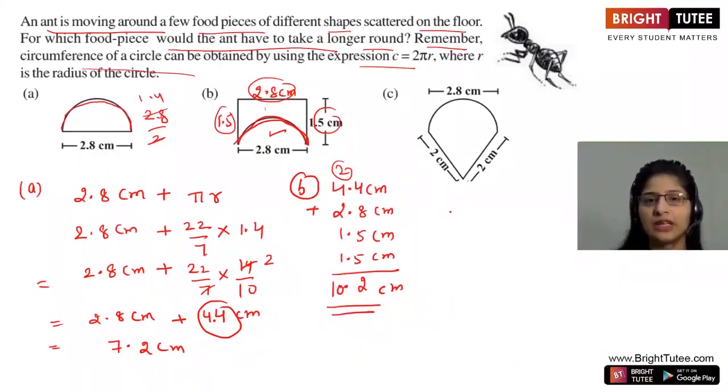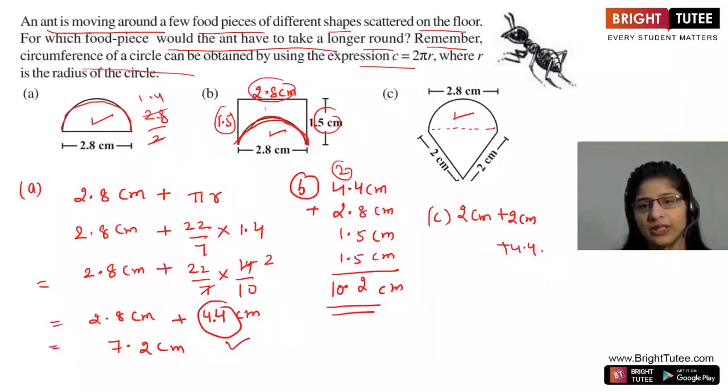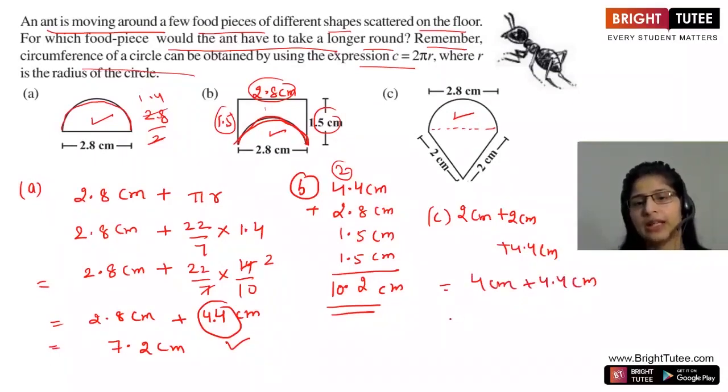Now for the third one, if we calculate, we will add this 2 centimeter plus 2 centimeter. Now if you join this, you know this is given as 2.8. So this is the same semicircle that was given here. So that is only joined here, and its circumference we have already calculated, that is 4.4. So just add 4.4 in it. So 2 and 2 is 4. So 4 centimeter plus 4.4 centimeter, that gives us 8.4 centimeter.